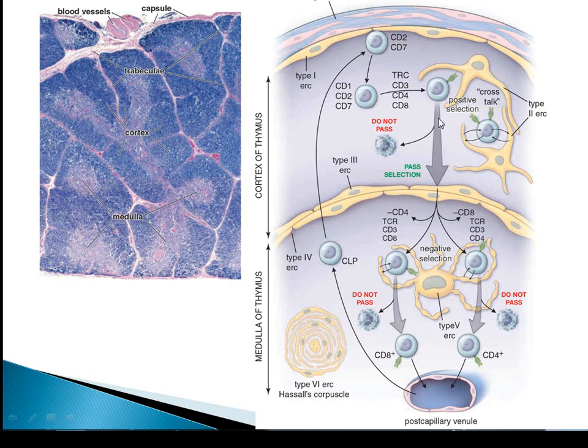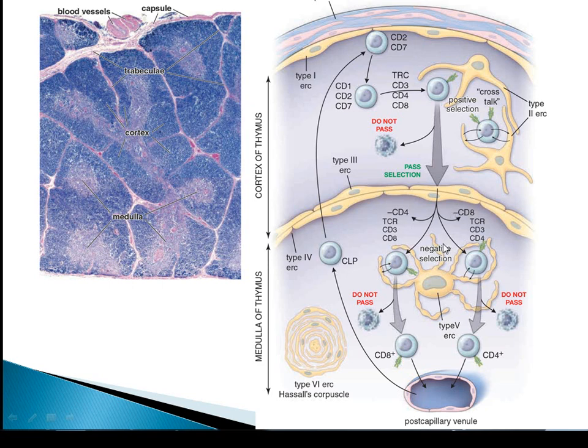So some double positive thymocytes, 10%, recognize these complexes and are allowed to mature, express higher levels of TCR, and stop expressing both CD8 and CD4 molecules. When the T cells express either CD4 or CD8, they are known as single positive thymocytes, and they leave the cortex to enter the thymic medulla.